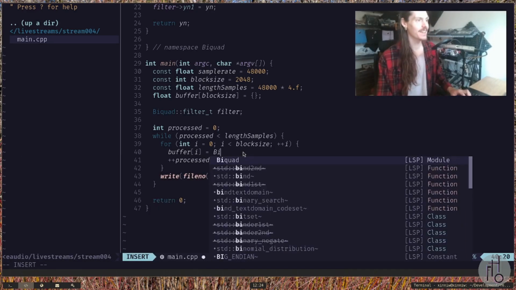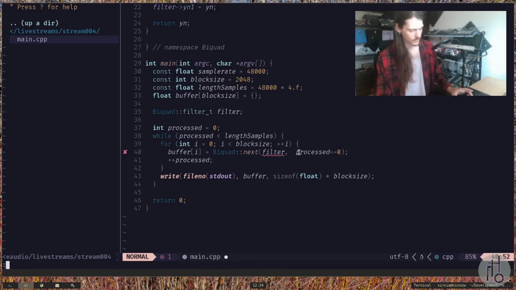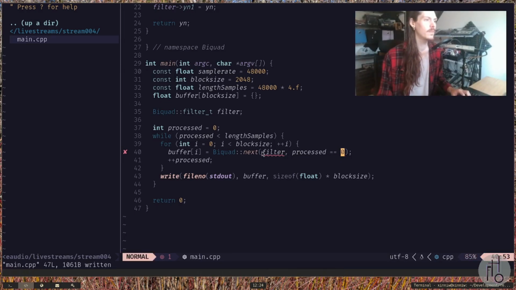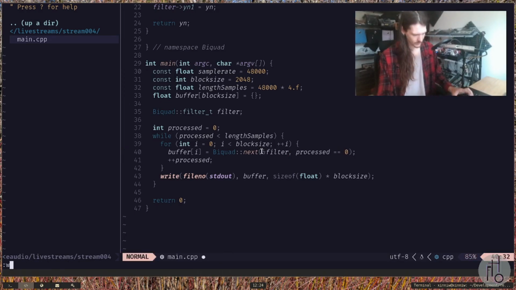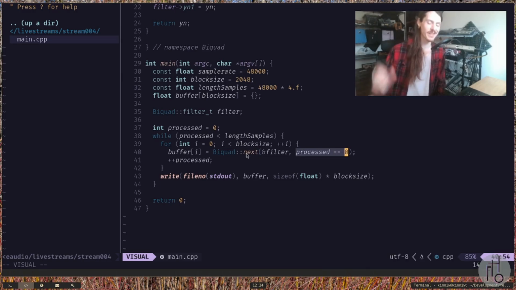We can say biquad next filter T, and then we've got to feed it something. So let's make an impulse. Oh, it wants the address of filter T. Yeah, right. Okay. So this is an impulse. This is a cheap way of getting an impulse because this will evaluate to true at the very first frame and will evaluate to false for all the other ones, which will get us 1 or 0.